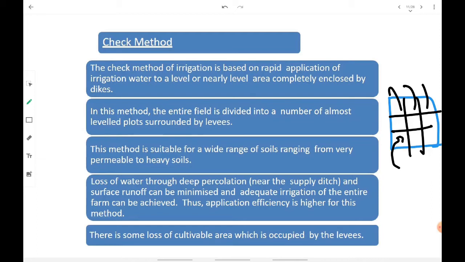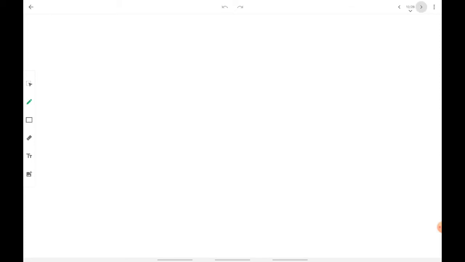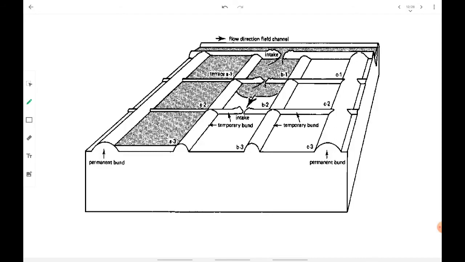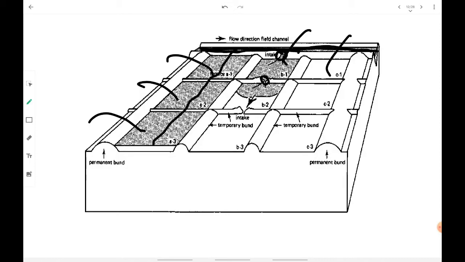Because of these grids, the water distribution, the water quantity, the water level, the water quality, all things are going to be in control. This is how check irrigation takes place. Each grid has some opening, and through the main canal inside the farm, the field canal, the grids are filled up with water. This is how check irrigation takes place.